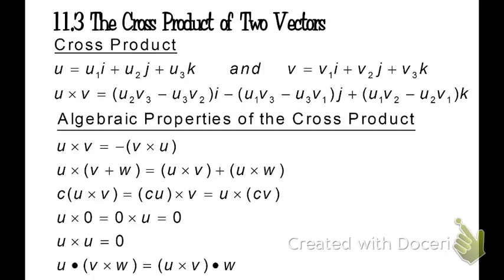Then we know that anything times 0 is 0, so those next two properties make sense. When you actually do the cross product between a vector and itself, it equals 0. And then the last property is called the triple scalar product, and we'll be using our calculator when we get to the triple scalar product.